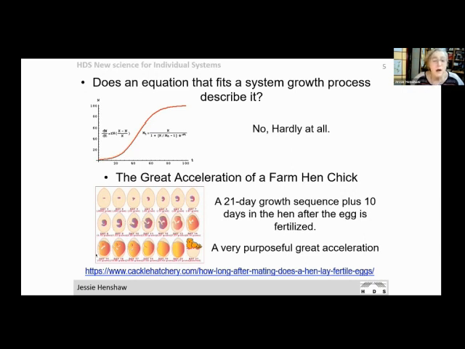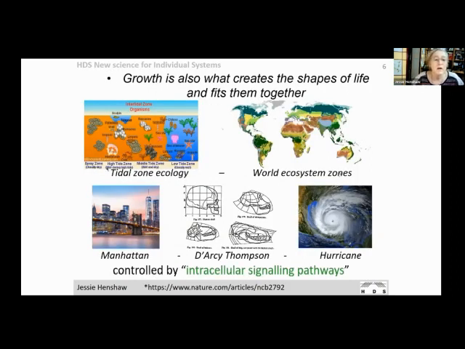and then as the embryo develops, it starts to slow down and slow down and slow down, maturing to a point where it's going to be strong enough to survive in the nest. And then, of course, in the nest, growth slows further as the work becomes learning about how to live in the world. But it's a very purposeful great acceleration, the birth process, and it creates things like tidal zone ecologies with all these strange-looking critters that fit together. The niches fit together. Each grows to occupy its territory in the overall environment.